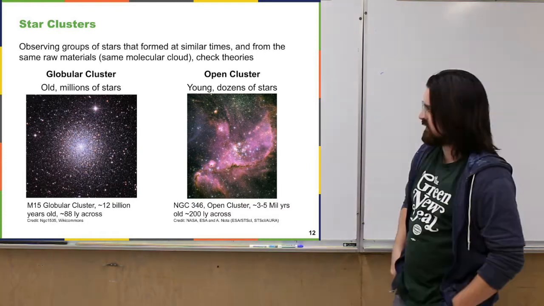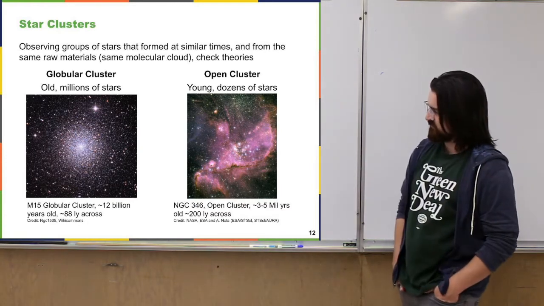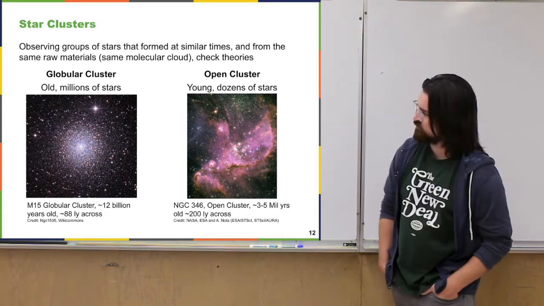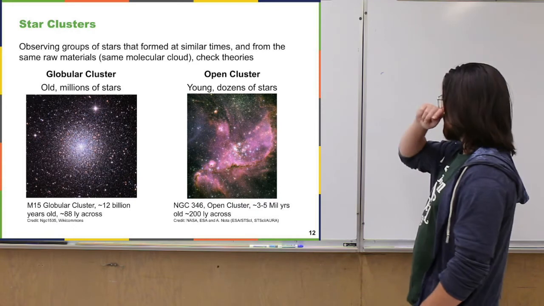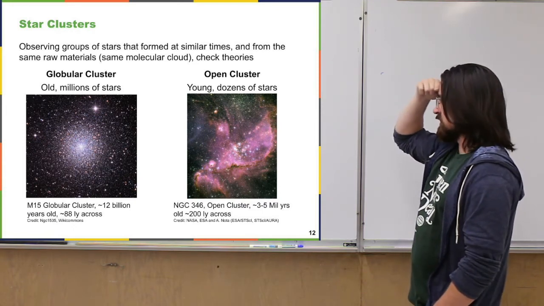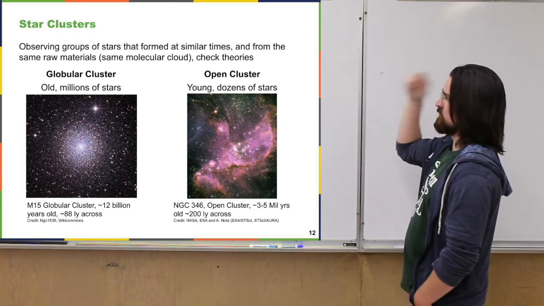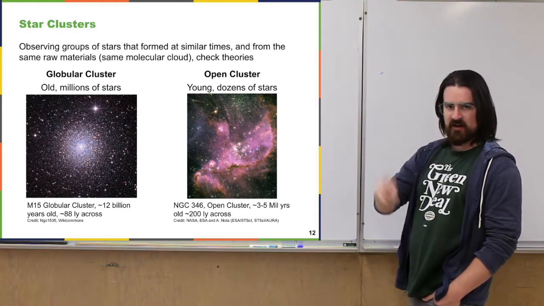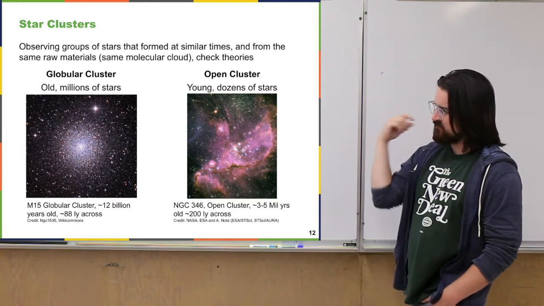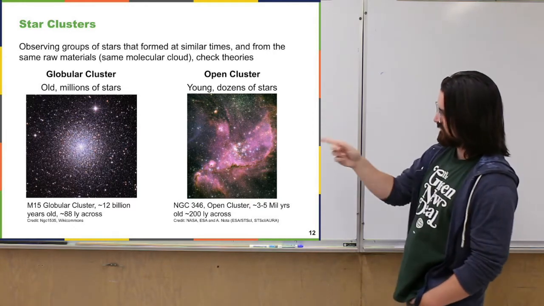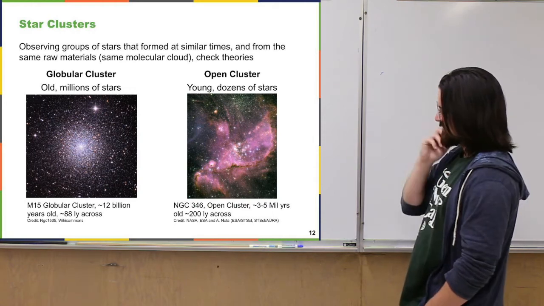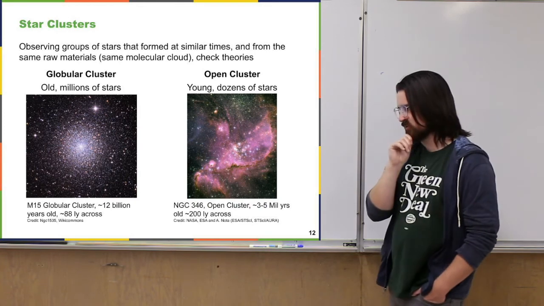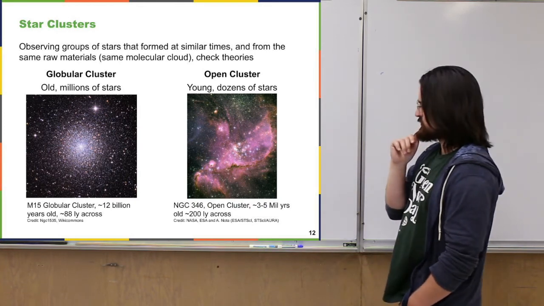There are a number of different kinds of clusters that we do see when we look out into the universe. We're just going to think about two very broad categories. One is what we call the globular cluster, and the other is what we call an open cluster. The globular clusters are generally very old, and there can be millions of stars in a globular cluster. The image on the left is designated M15. This globular cluster is about 12 billion years old and is about 88 light years across.